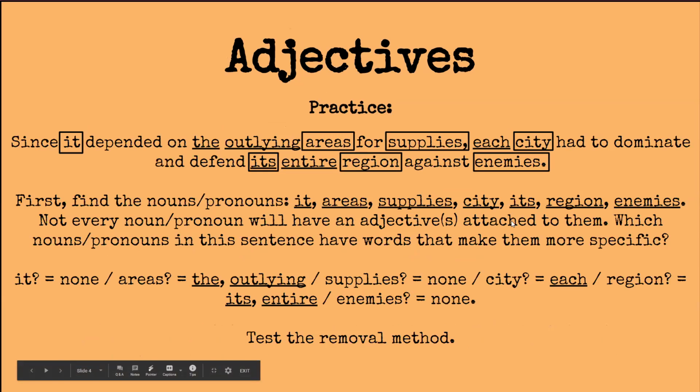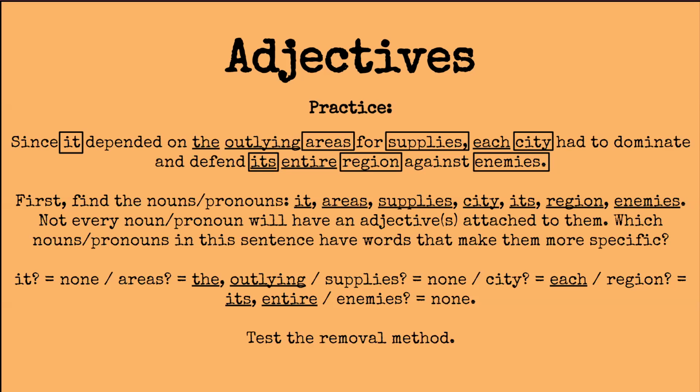So here's another one that a lot of you struggled with last week on the assignment. And there are a couple tricky ones in there. This was definitely the most challenging of the adjective questions. So here's the sentence: Since it depended on the outlying areas for supplies, each city had to dominate and defend its entire region against enemies.